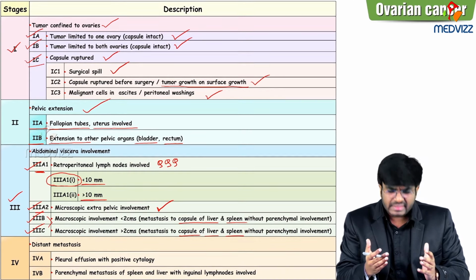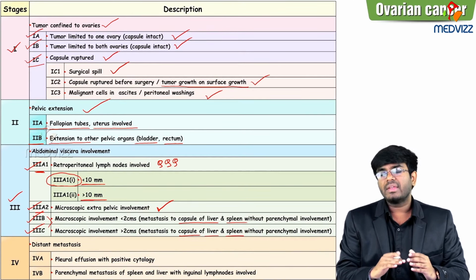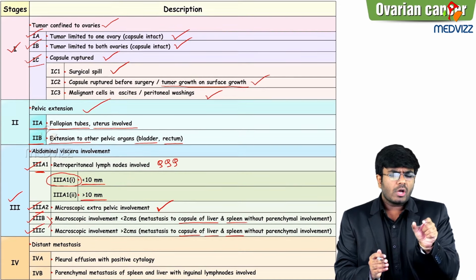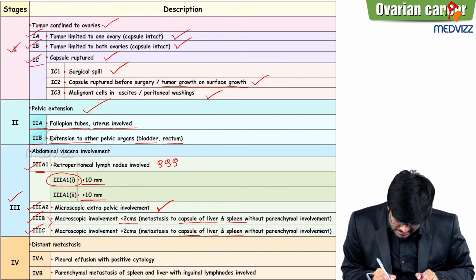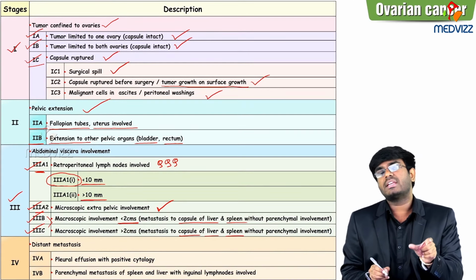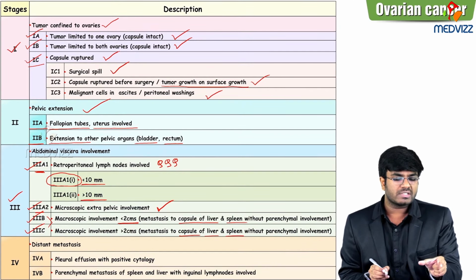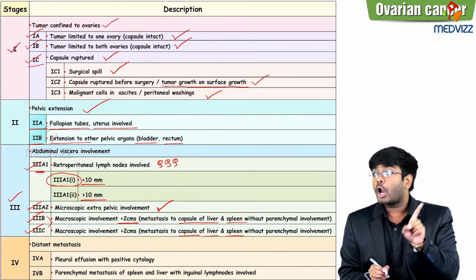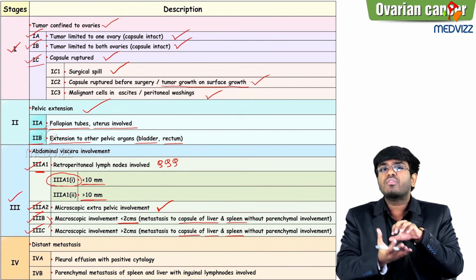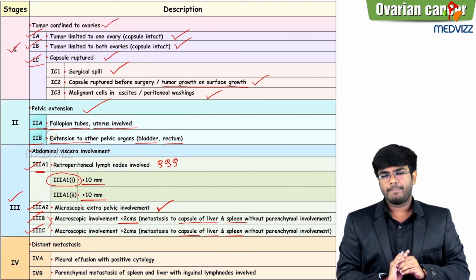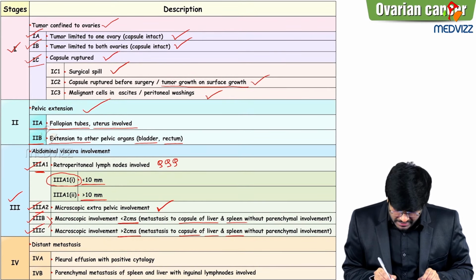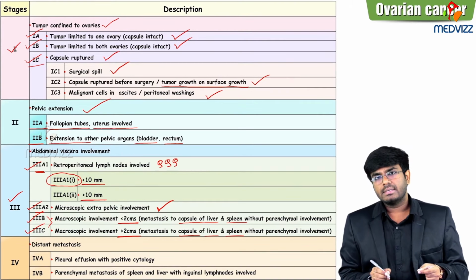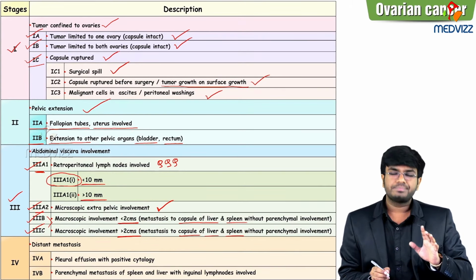So, what's the difference between 3B and 3C? The difference is, grossly you can see it, but if it's small in size, okay, less than 2 centimeters, and that too it's present on the spleen or liver capsule, not the parenchyma, just superficial involvement of the liver and spleen, now it is 3B. If it's big enough, more than 2 centimeters, it is 3C.